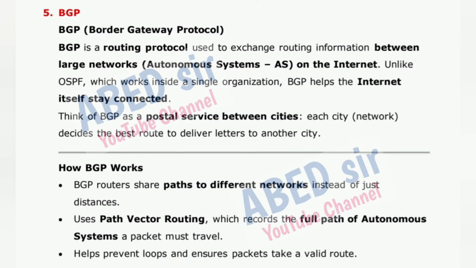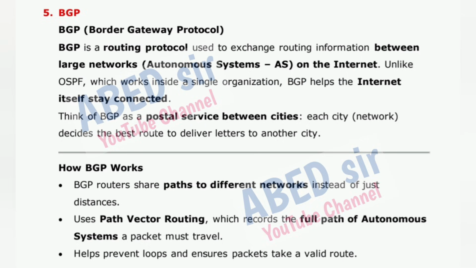BGP, Border Gateway Protocol. BGP is a routing protocol used to exchange routing information between large networks, autonomous systems, as on the Internet. Unlike OSPF, which works inside a single organization, BGP helps the Internet itself stay connected. Think of BGP as a postal service between cities. Each city, network, decides the best route to deliver letters to another city.